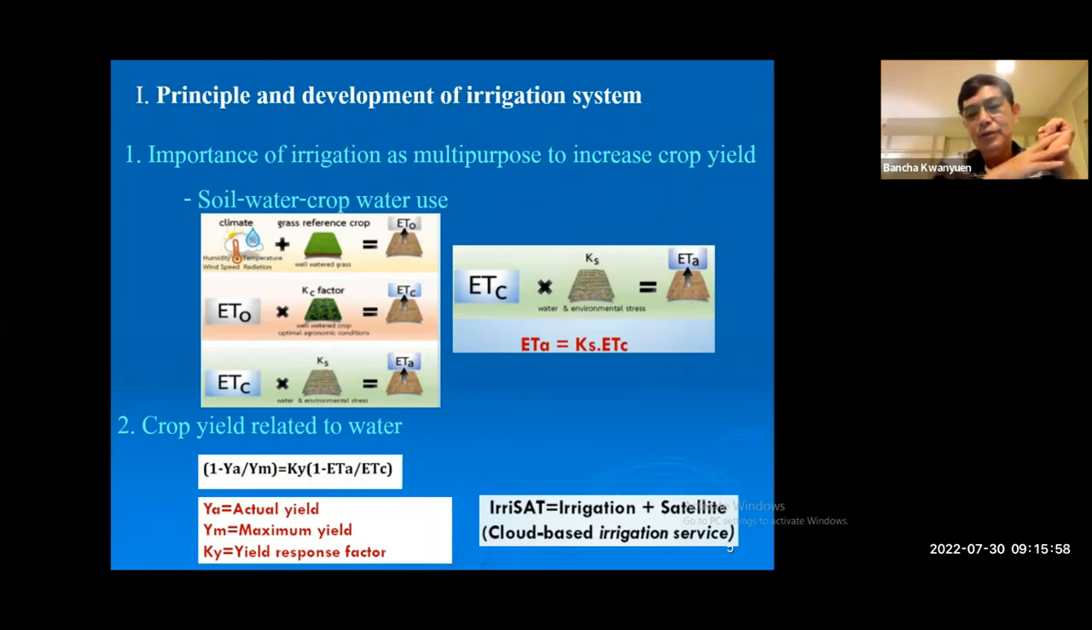So we just discuss a simpler way of this equation of the crop yield model. And of course, we introduce you to ELISAT, a model to monitor crops and water use, which is a kind of cloud-based irrigation service. So you can come out with the crop growth and then at the end how much yield or how much production we are going to get, okay?